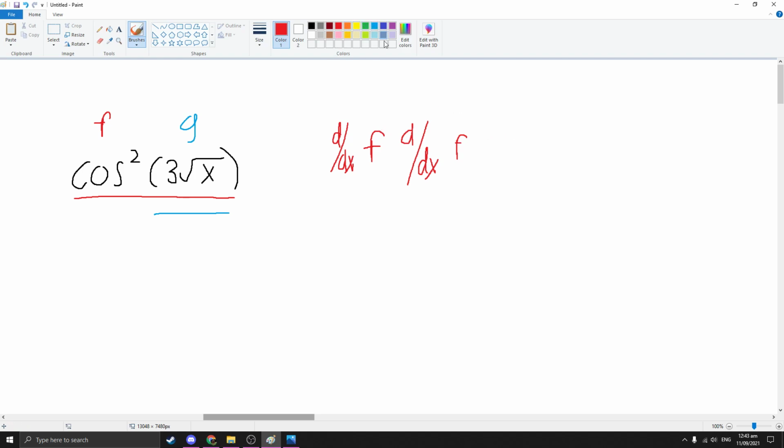Tapos, magiging derivative ng 3 square root of x. So, magiging g. So, dito sa g na to, meron pa tayong dalawang equation. Meron pa tayong dalawang kailangan na derivative. It is yung 3. And, ito pala yung isang buong equation na to, kailangan natin siyang paghiwalayan. So, we'll get to that later. So, hindi ko ma-explain yan kasi wala pa tayo sa step na yan.